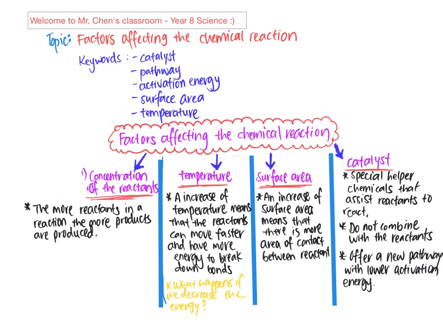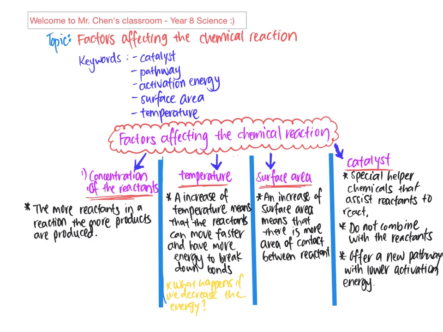In today's topic, we will talk about factors affecting the chemical reaction. If you haven't already known, the chemical reactions that we do in practical can actually be influenced by four different factors. You can make a reaction really fast or really slow by using these four factors.